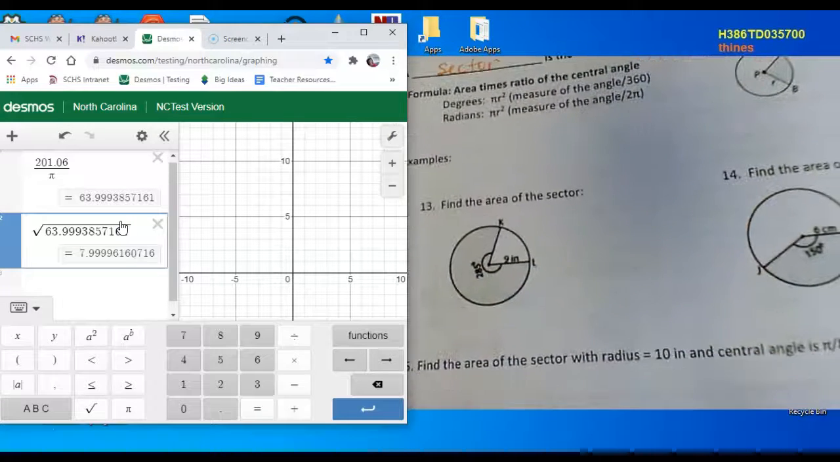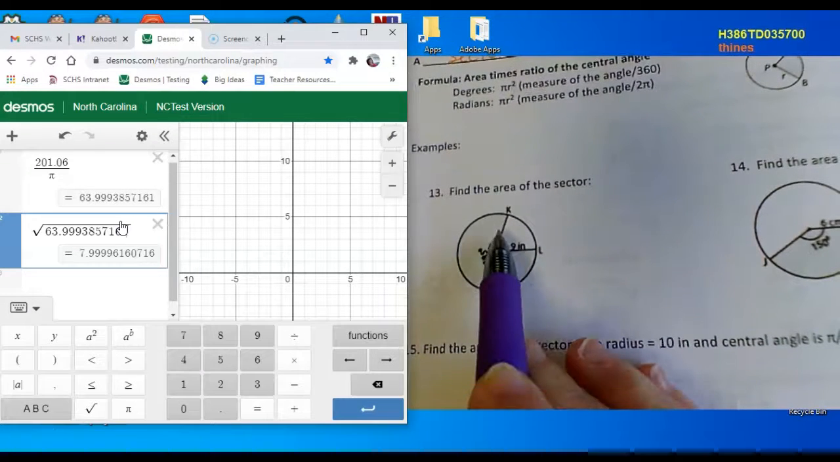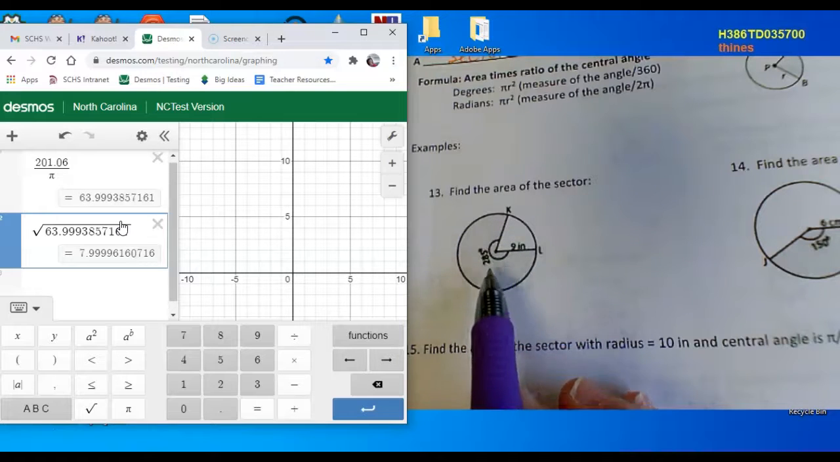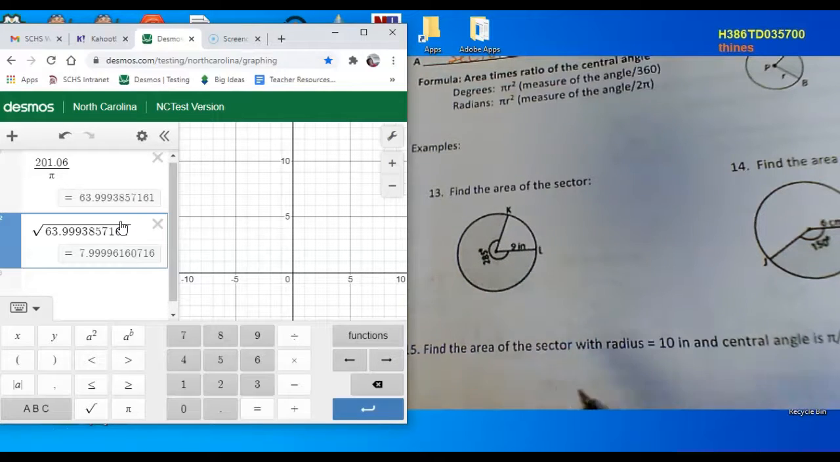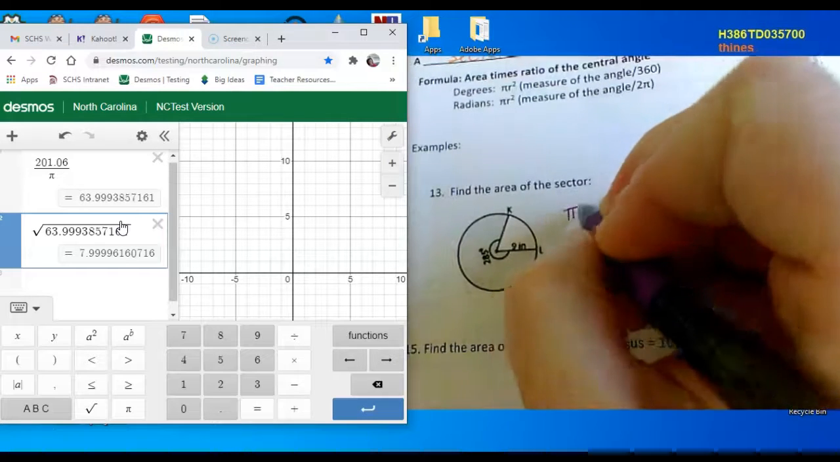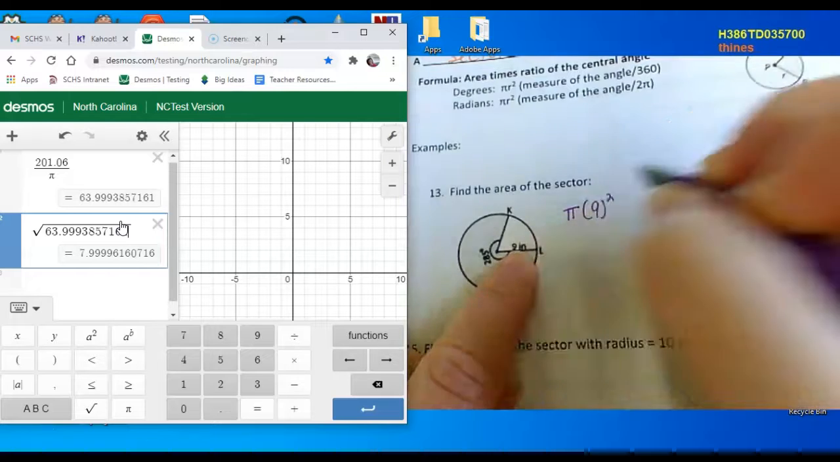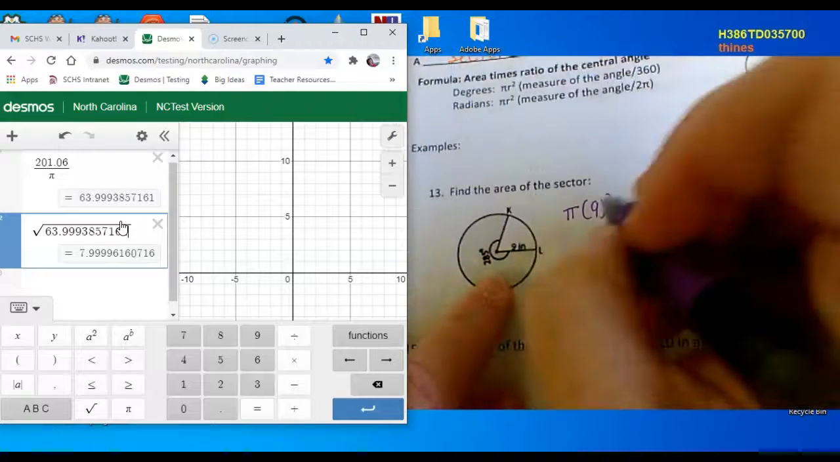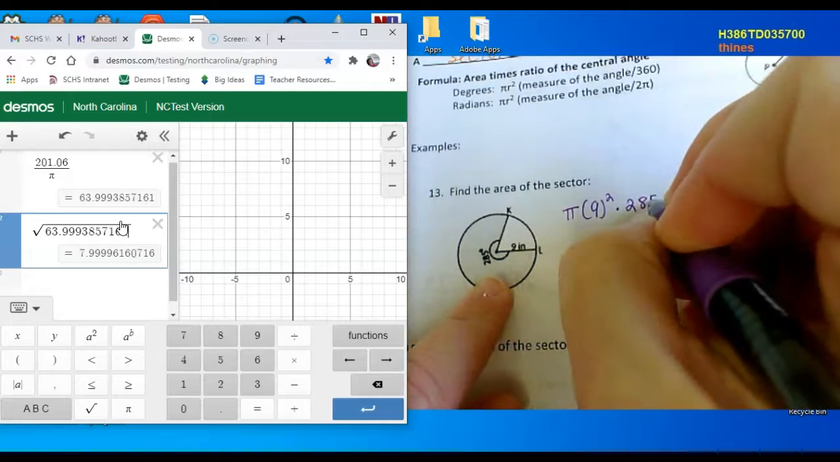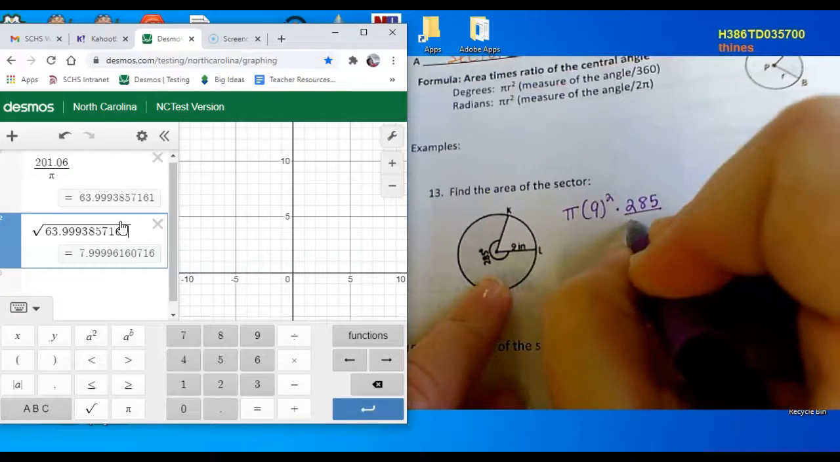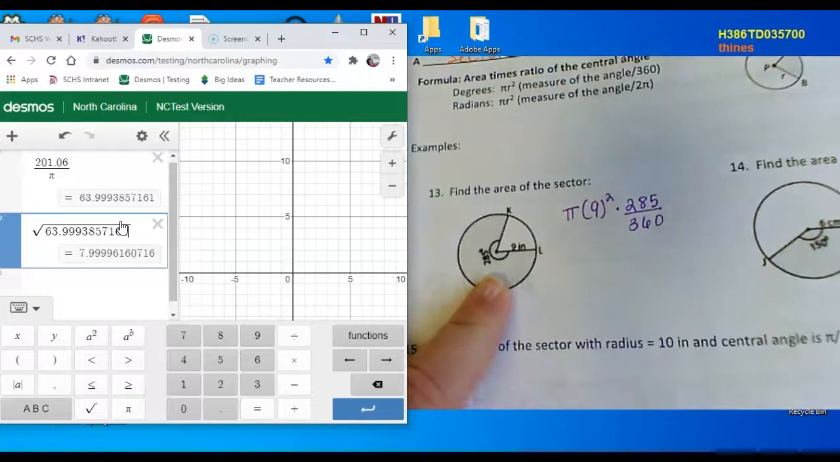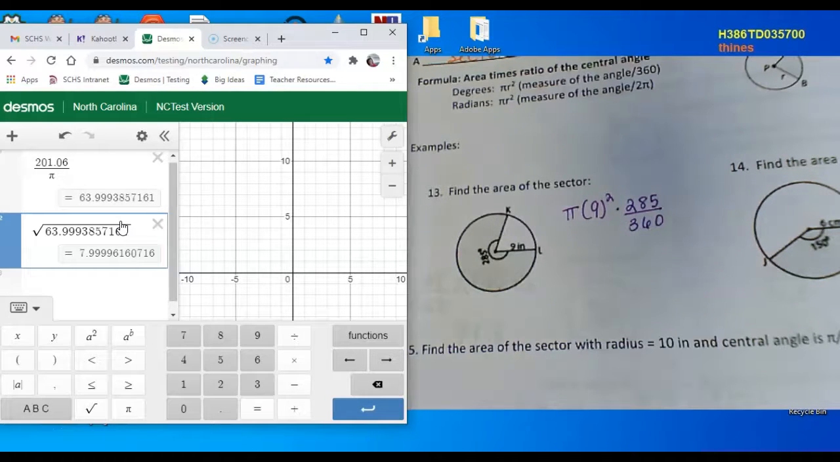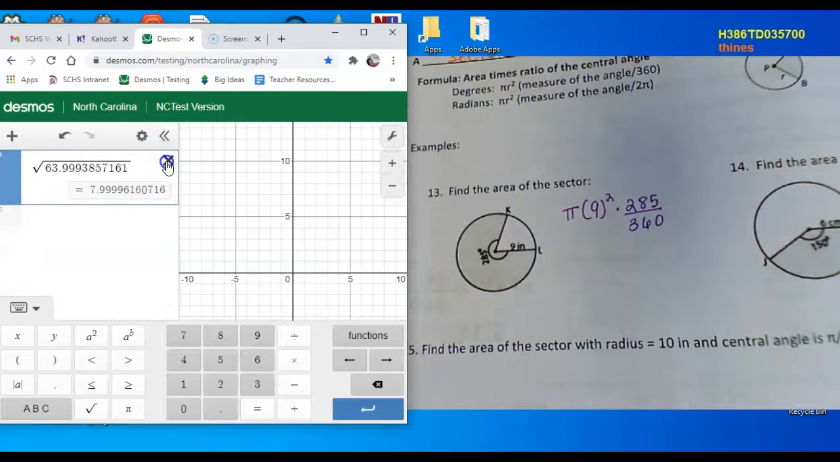I bet you will. Alright, so here's our problem, and I want to find the area of the sector, which is that whole shaded area. So I'm going to have pi r squared. My angle's 285, so I'm going to do 285, and then divide it by 360 because I'm in degrees. So same as we did on the other side. It's just in terms of area instead of arc length.